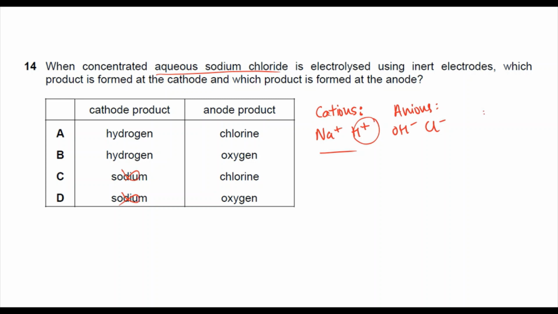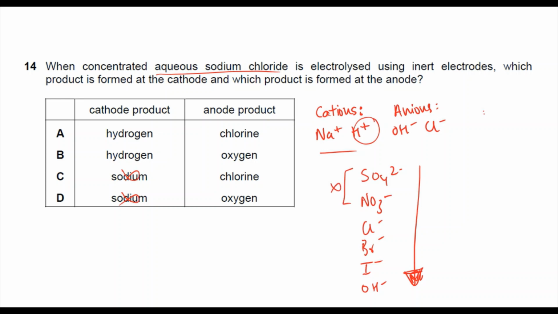The first factor is, I hope you guys have learned this, not the reactivity series, but the preferential discharge list. Let me write it down here. It's sulfate, then nitrate, chloride, bromide, iodide, and then hydroxide. The preference for discharge increases down. So sulfate and nitrate don't really get discharged.